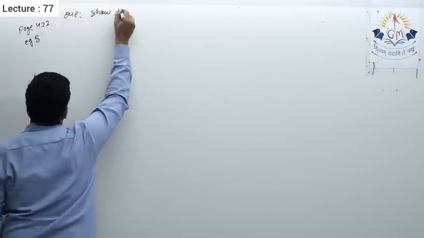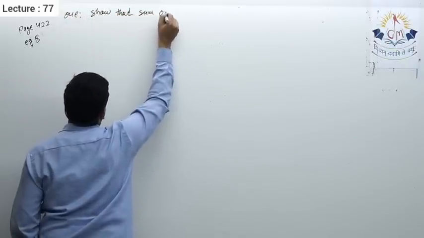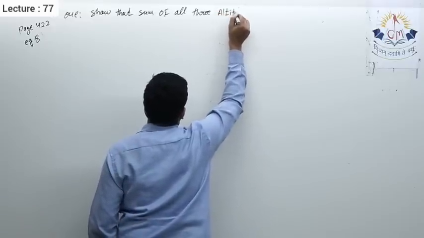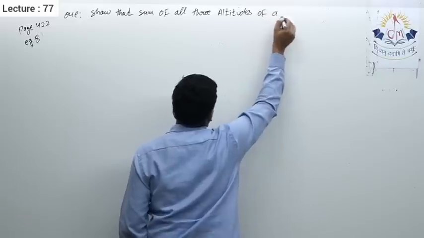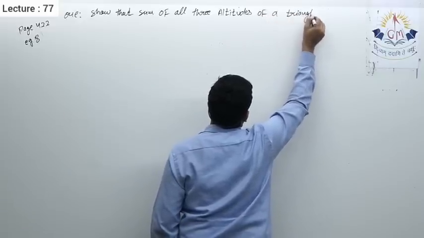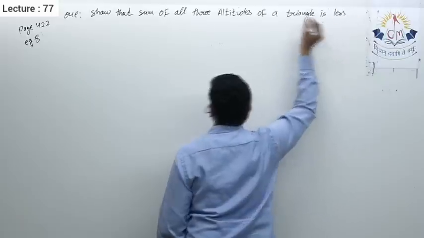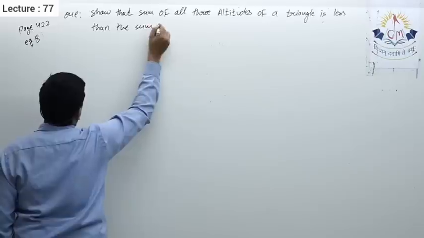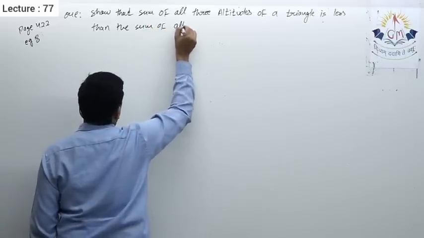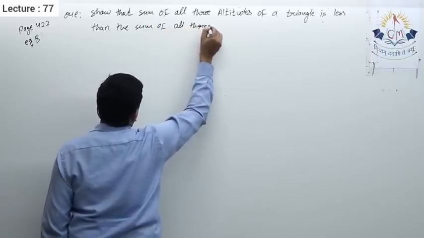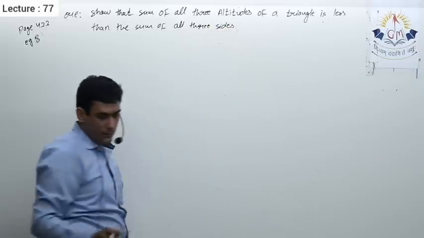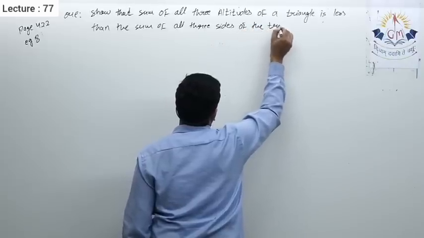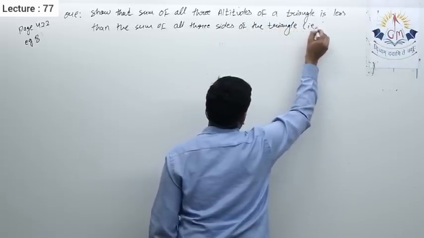Show that the sum of all three altitudes of a triangle is less than the sum of all three sides of the triangle, that is, the perimeter.